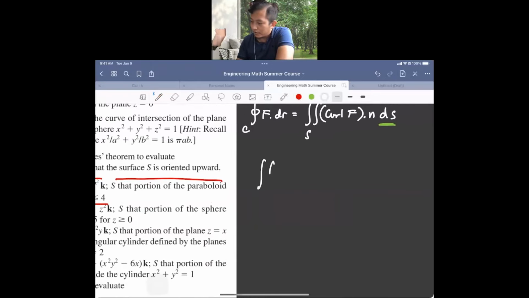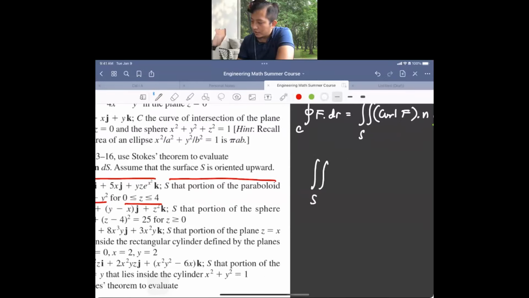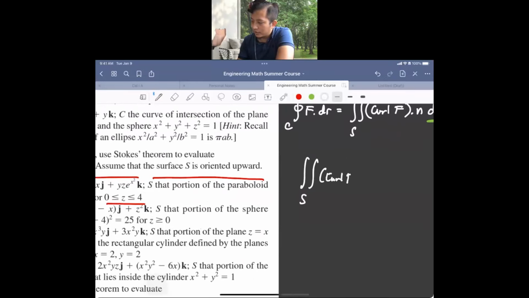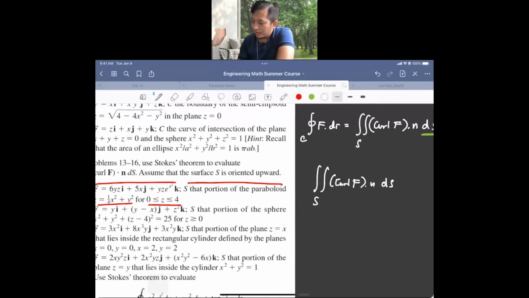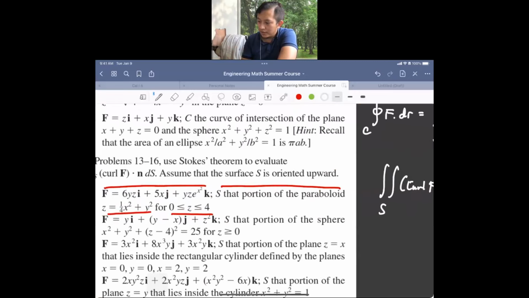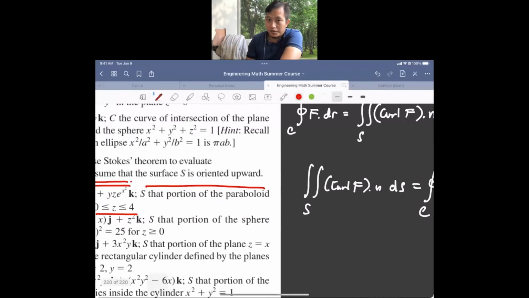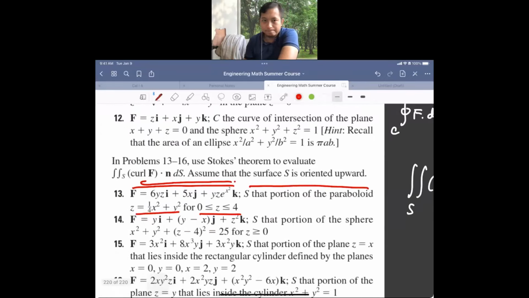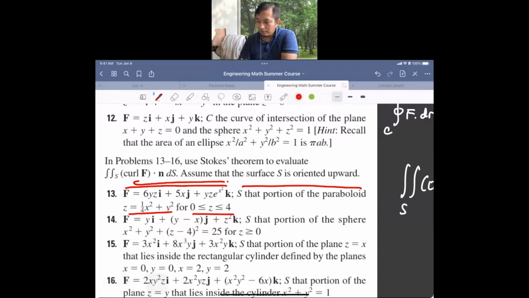This question is actually from the Stokes form, curl F dot n dS. What we are going to do is take this into the line integral, F dot dr, and I think it will be much simpler. If we are given, for example, that F is this, that is going to be our F here. And then the question is which r we are going to solve, so dr.